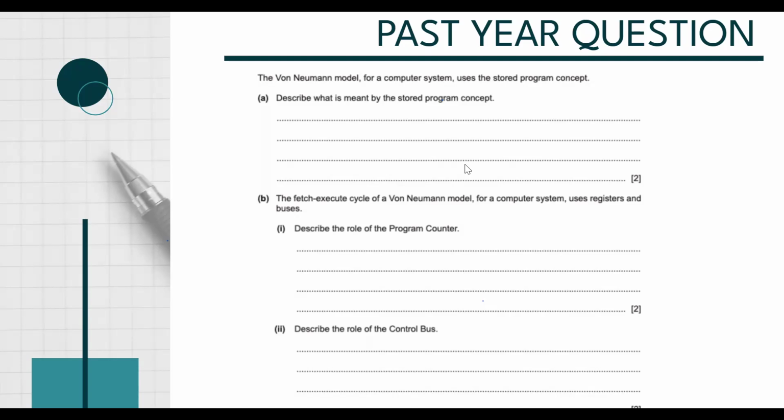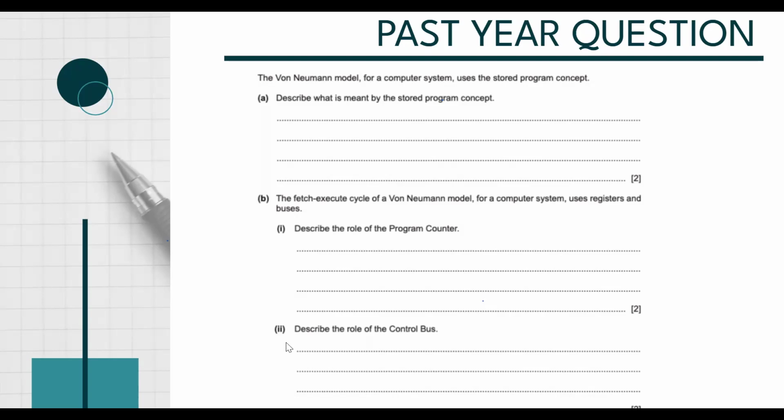Okay, tell me first what you know about the control bus, and then I will explain again. The control bus is a bidirectional bus that sends instructions from the CU to the other parts of the computer. Yes, correct.